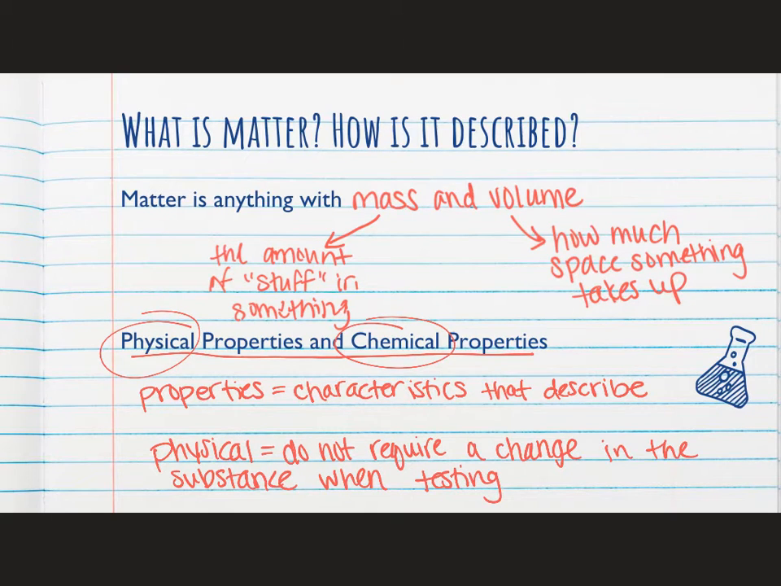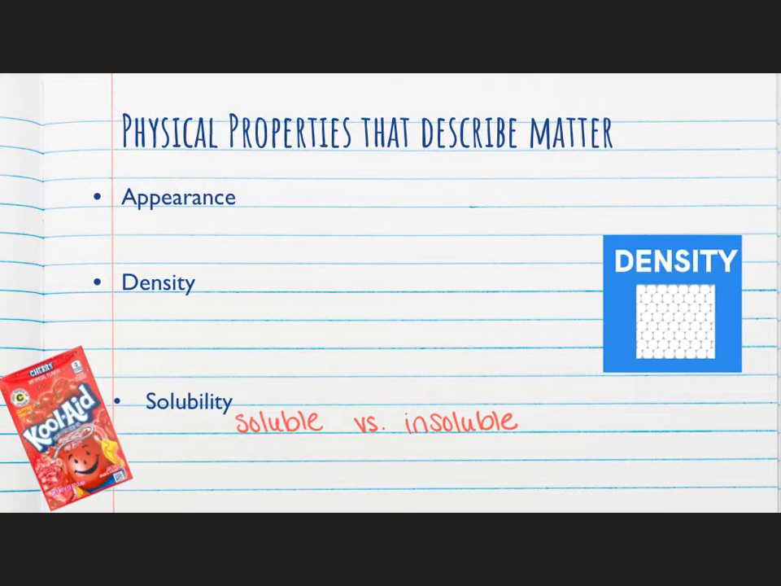So again, physical, there's no change when you're testing to see the physical properties. But chemical properties, on the other hand, sorry, I ran out of room. Chemical properties, on the other hand, they do change the substance. And once we go through some of these other pieces of this presentation, that'll make more sense. Matter can be described using physical properties and chemical properties. First, we're going to focus on the physical properties that describe matter.